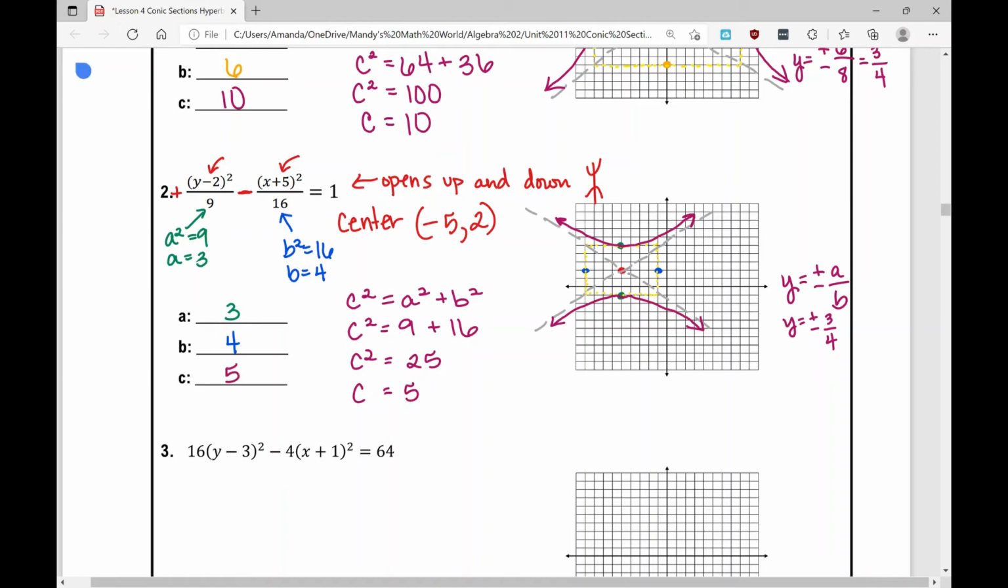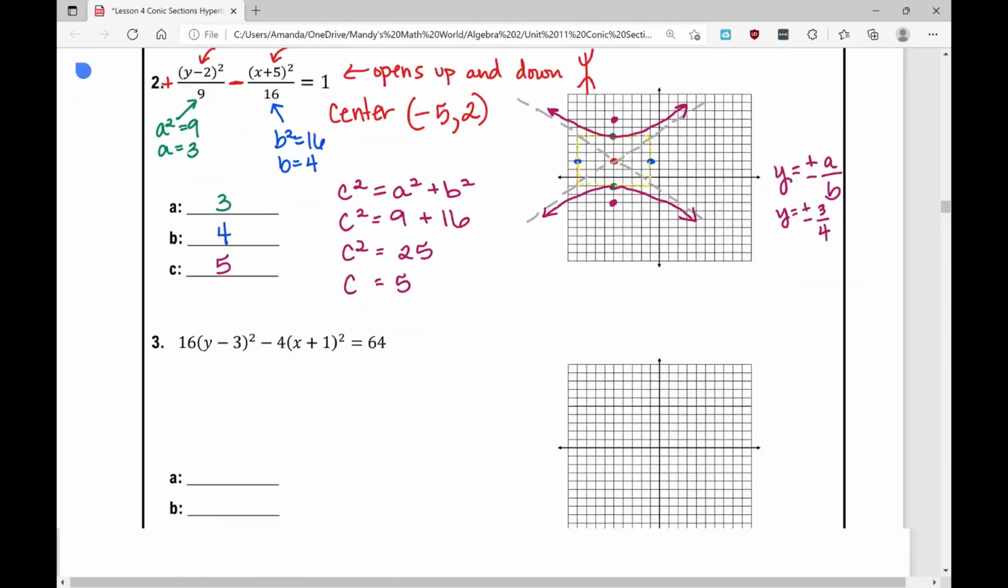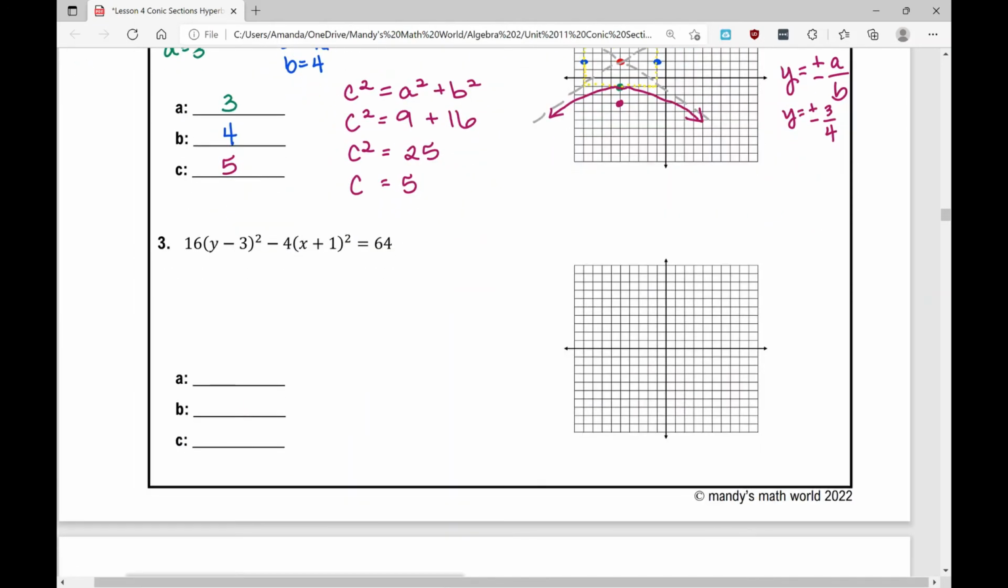And remember, those are our foci. In this case, I'm not saying that you have to graph your foci, but if you do, they're 5 units from the center on the transverse axis. So from that center point, I'm going to go up 1, 2, 3, 4, 5. There's one focus. Then I'm going to go down 1, 2, 3, 4, 5. There's the other focus. So let's get into this last example for graphing a hyperbola.